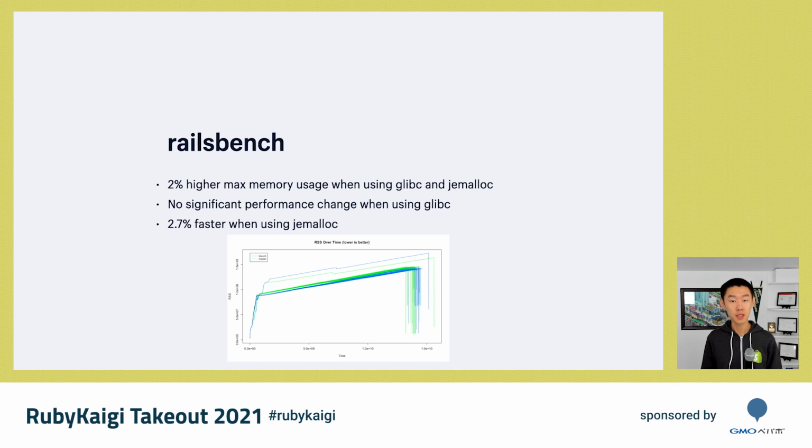In Railsbench, we see a slight increase in memory usage when using glibc and jemalloc. However, we also see a small performance increase when using jemalloc. This graph graphs the RSS, or resident set size, which is the amount of memory held in RAM. The branch and master have their RSS graphed over time for 50 runs of Railsbench.